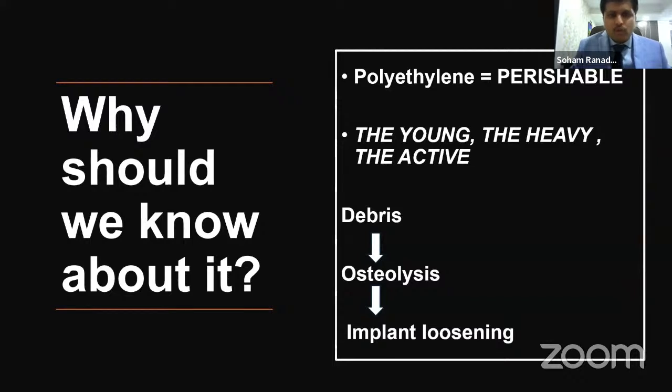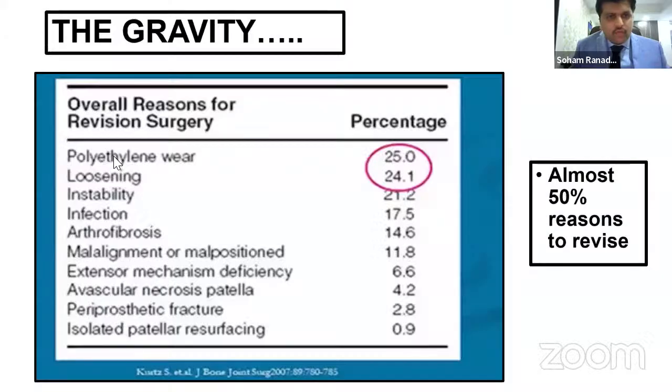Now, why should we know about it? Polyethylene is the most perishable object in a total knee arthroplasty. Our data shows there are more young patients, more hefty patients, and more active patients now taking part in total knee arthroplasty. All this causes an increase in debris, osteolysis, and implant loosening. Therefore, the gravity of this situation is that almost 50% of all revisions happen because of polyethylene wear and implant loosening.